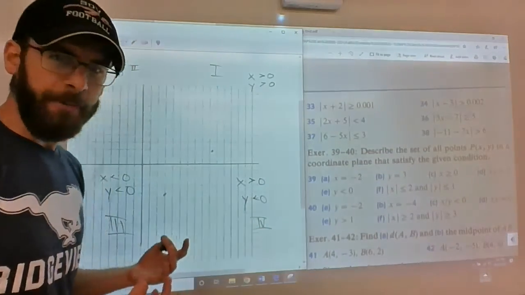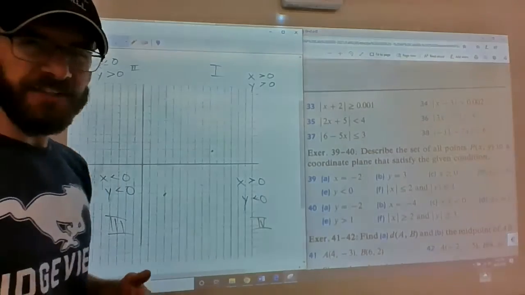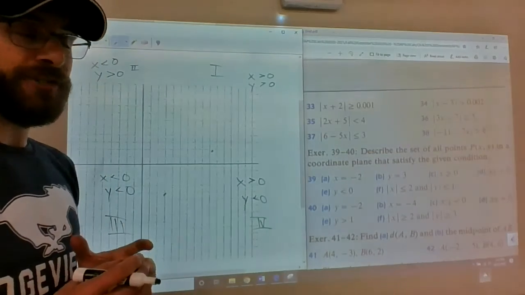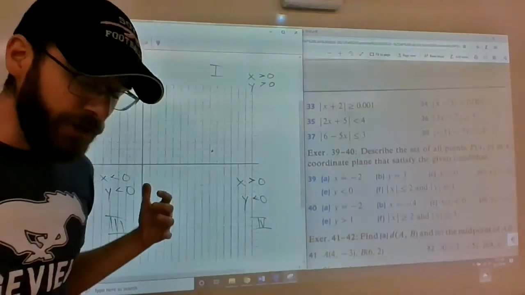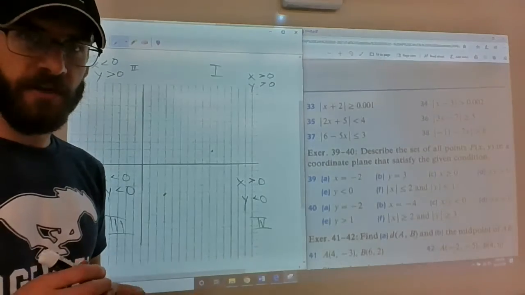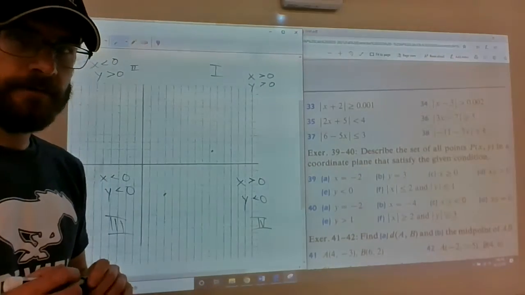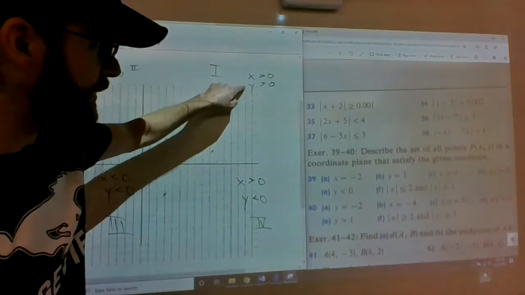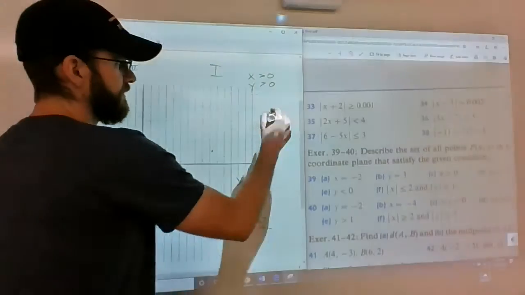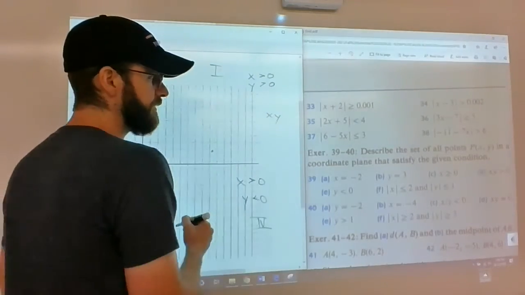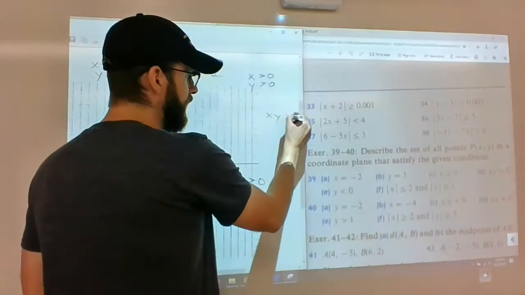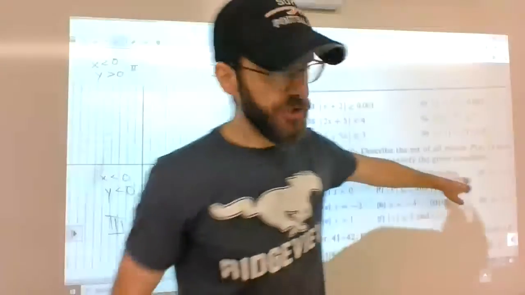When we take it from that perspective, it tells us we're talking about an entire quadrant of points on the xy plane. So when we multiply a positive times a positive, x times y, you get a positive. It satisfies that condition.